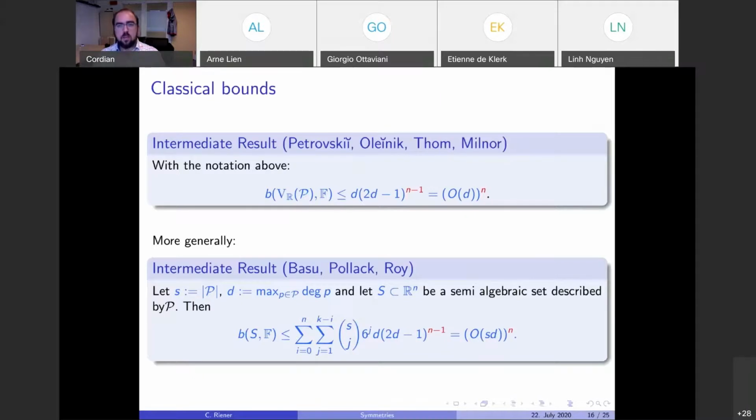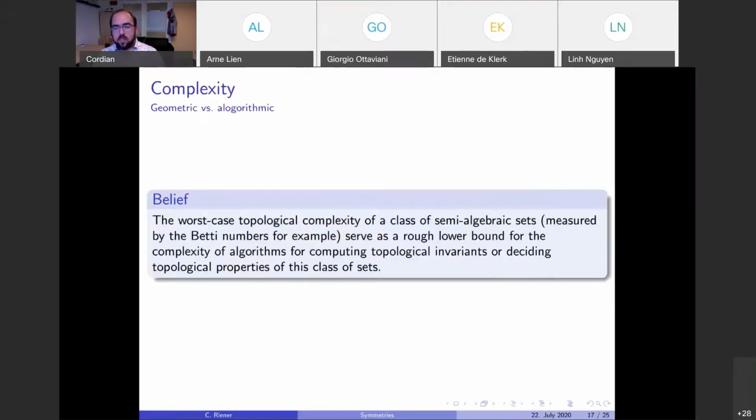Okay, so why do I care about this? I tried to already motivate this a little bit, but there is a sort of belief, maybe justified by what I said about optimizing over such sets, that the worst case topological complexity of a class of semi-algebraic sets, if we measure it with these Betti numbers, with the sum of the Betti numbers, for example, gives you a rough lower bound for the complexity of algorithms that you need, for example, to compute topological invariants or decide topological properties of this class.